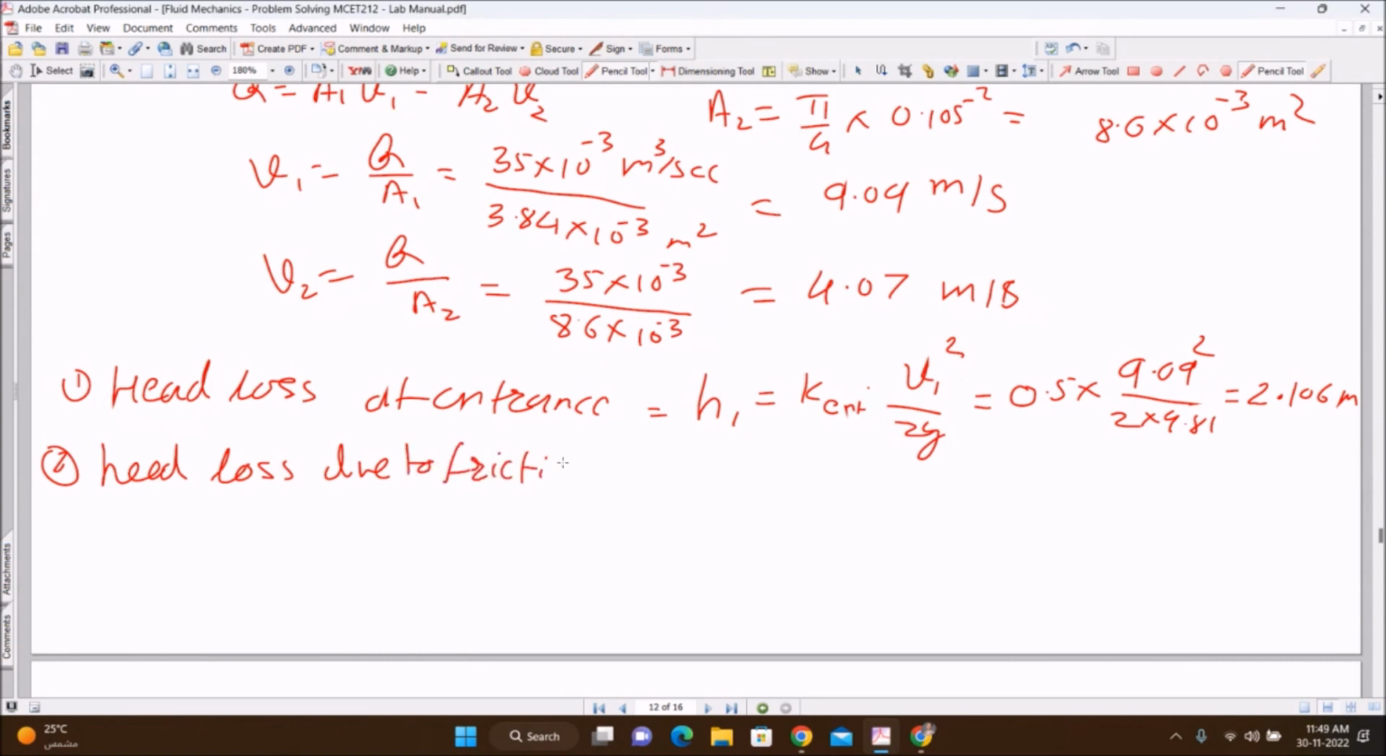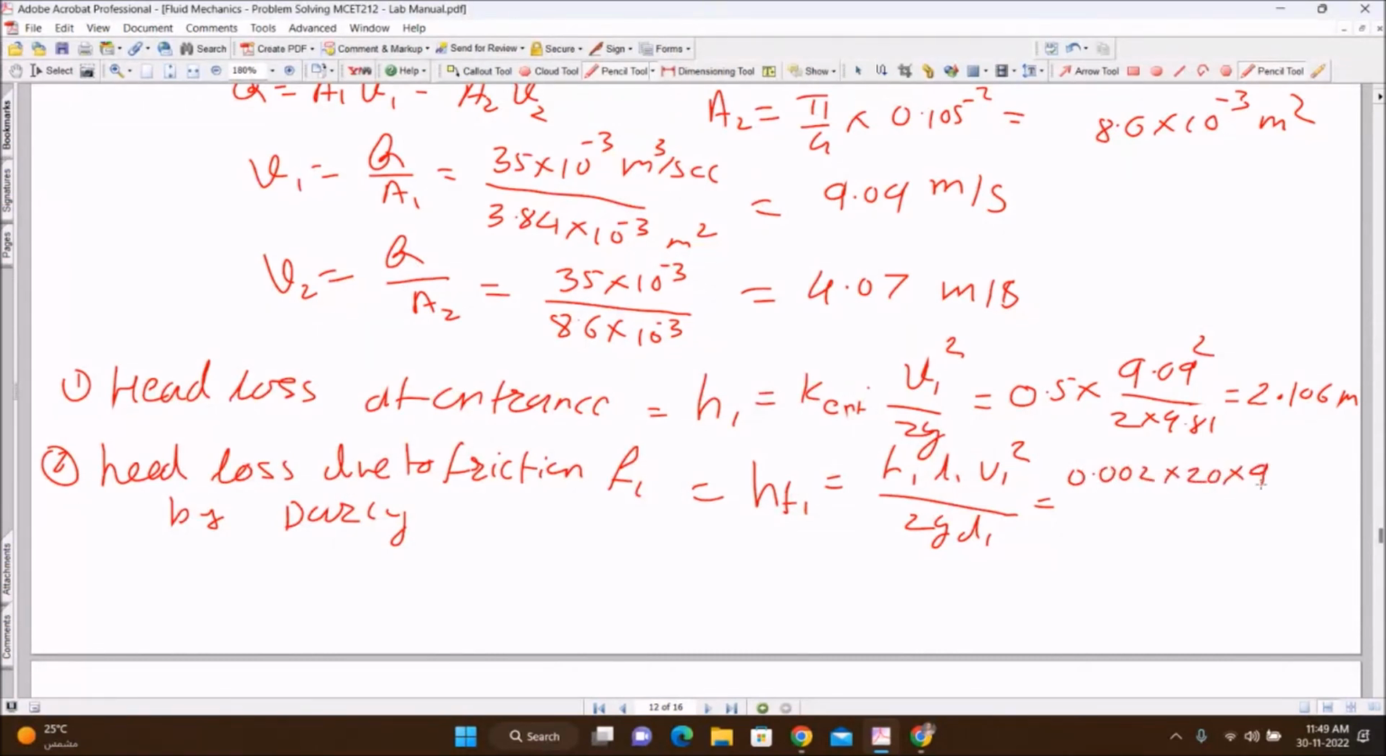Number 2, the head loss due to friction F1 by Darcy is equal to HF1 for the first pipe, which is F1 L1 V1 square divided by 2G D1, which is equal to 0.4065 meter.